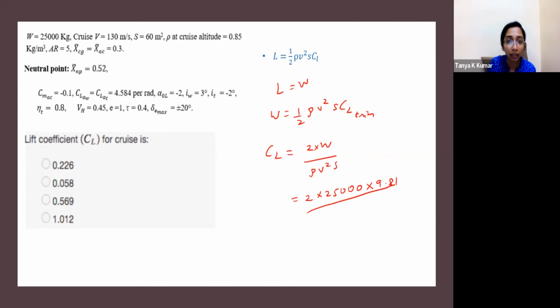Density is 0.85 into 1 square into 60. Can somebody calculate this value? Point 0.5, so 0.569. Okay. So it's the third answer.